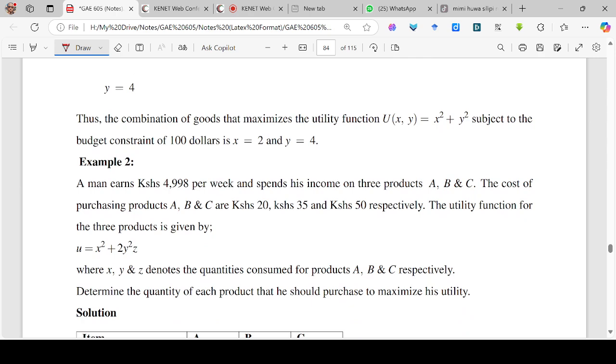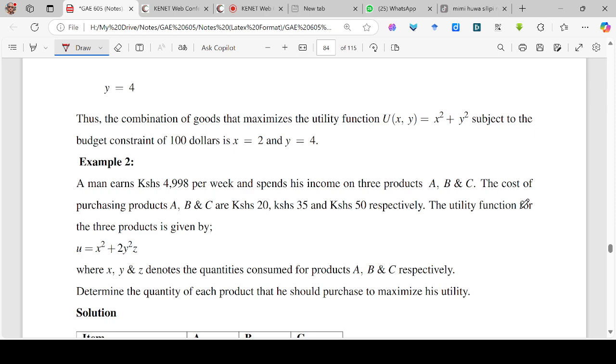Now we have a second example, which we can work out the same way. A man earns Kenya shillings 4,998 per week and spends his income on 3 products, A, B, and C. The costs of purchasing these products are 20 for A, 35 for B, and 50 for C.